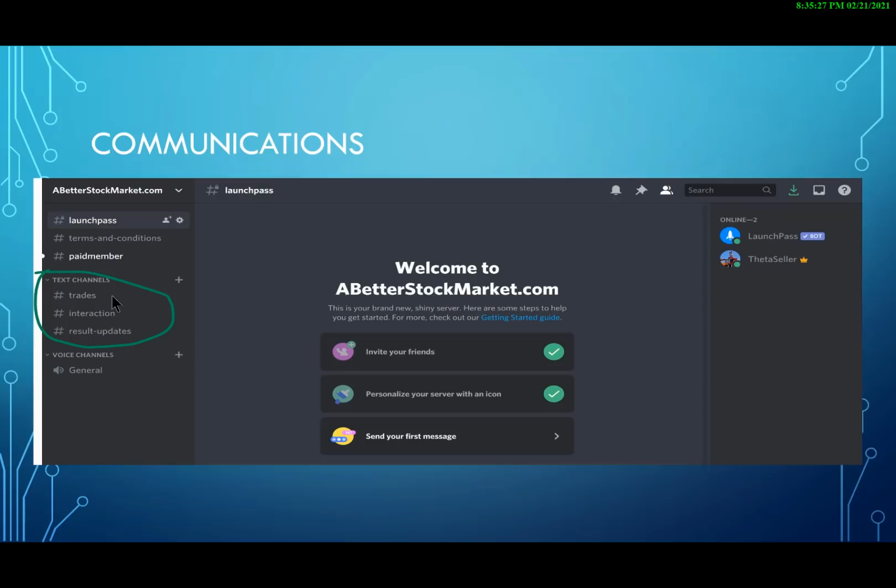So I will not be here active in this chat room going back and forth answering questions. Once a day, I'll come in, look at the questions, and answer them. And there shouldn't be any time-sensitive questions anyway, because that's not how this system is designed. I have other programs. I have the zero-date expiration trading system for that, if that's kind of what you're looking for. And then the third channel that you see there is the results update.